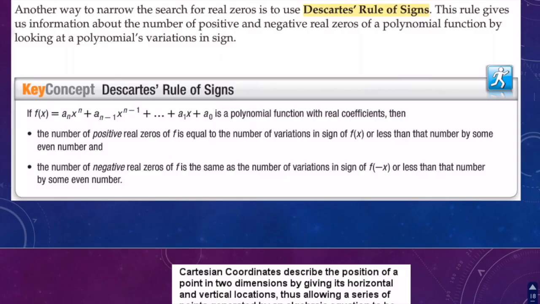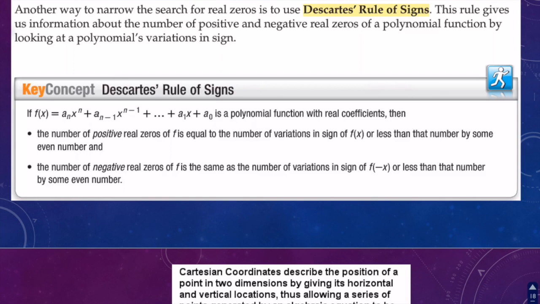So once again, going over Descartes' rule of signs, if f of x is some polynomial of degree n with real coefficients, then there are 2 parts here. And the first part is talking about the positive real zeros. So we're talking about x values that are to the right of the origin.